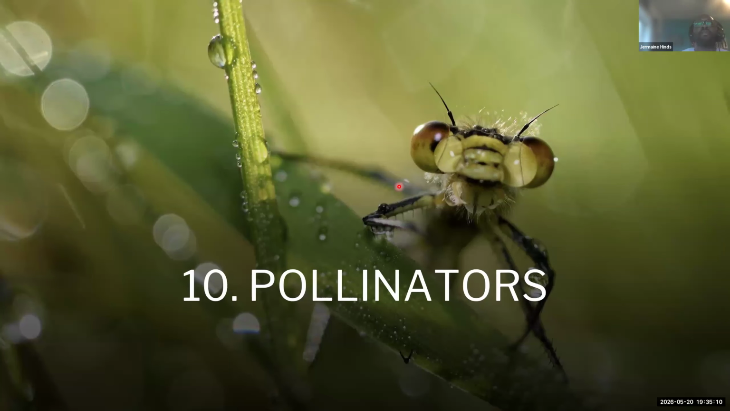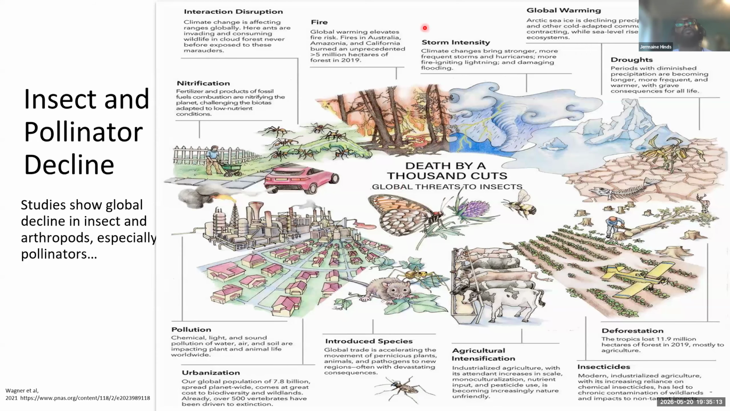I'm going to talk about pollinators, right? We've been seeing a lot of general insect and pollinator decline. Different studies show global insect decline, for arthropods and especially pollinators. This graphic just illustrates many of the different things that are believed to be contributing, like urbanization: taking land out of natural areas and turning them into semi-natural or urbanized areas.